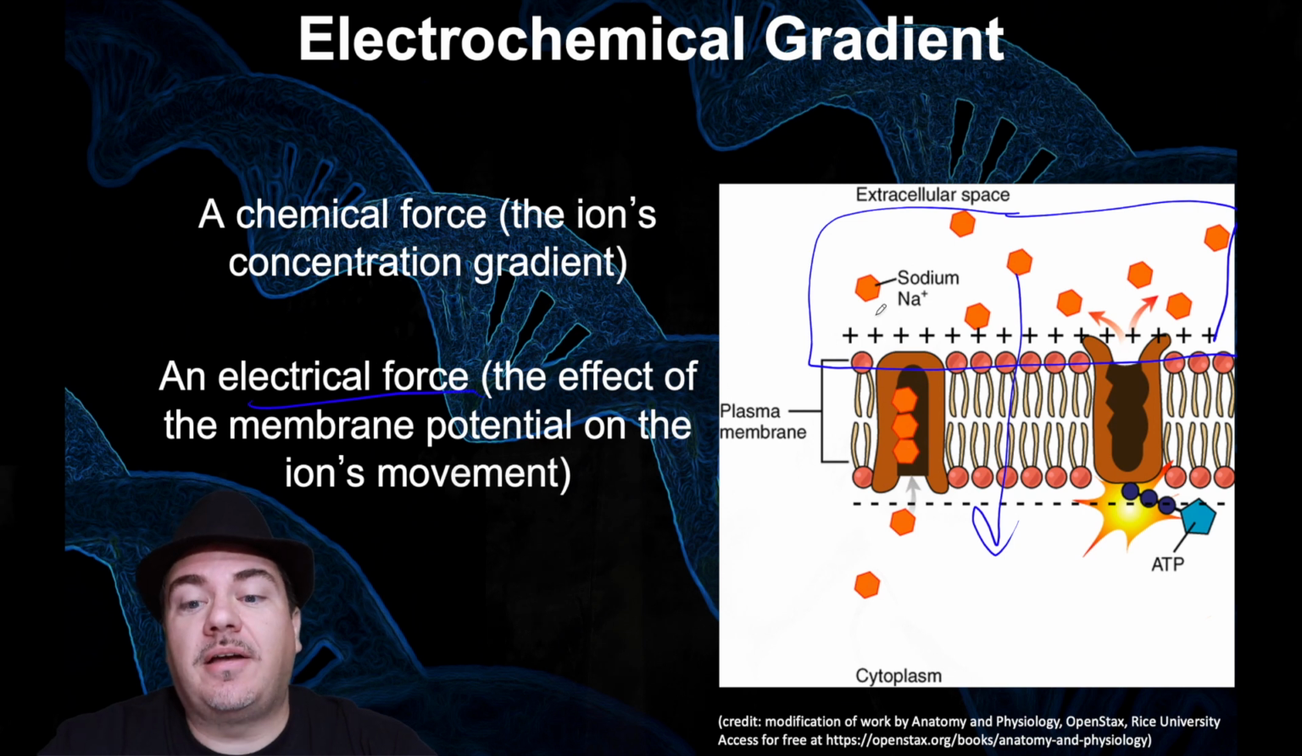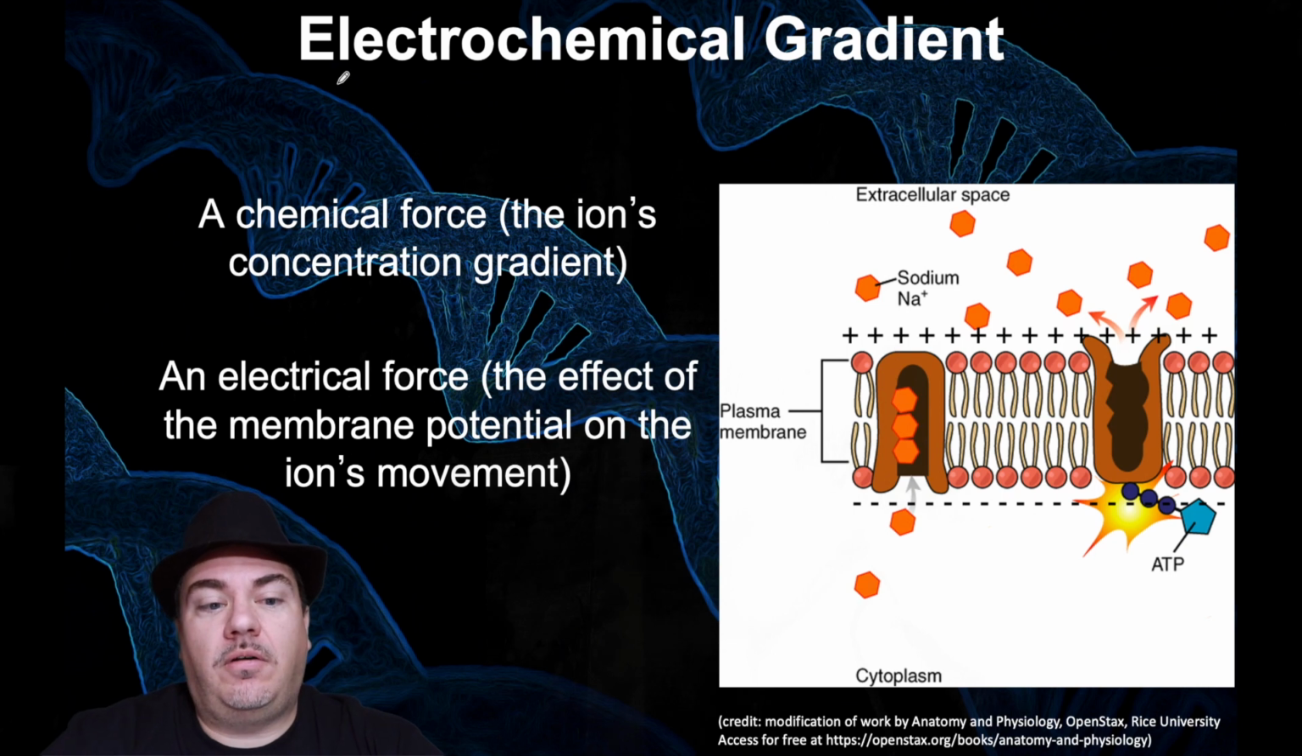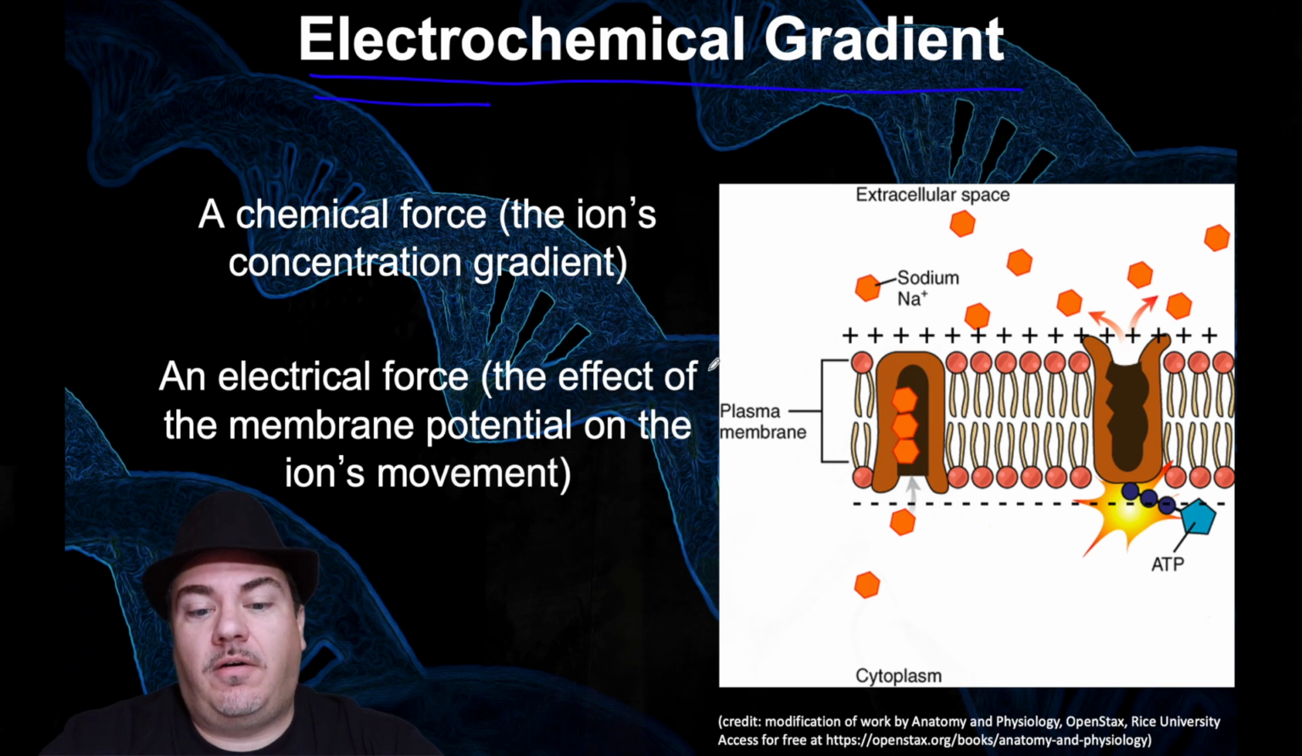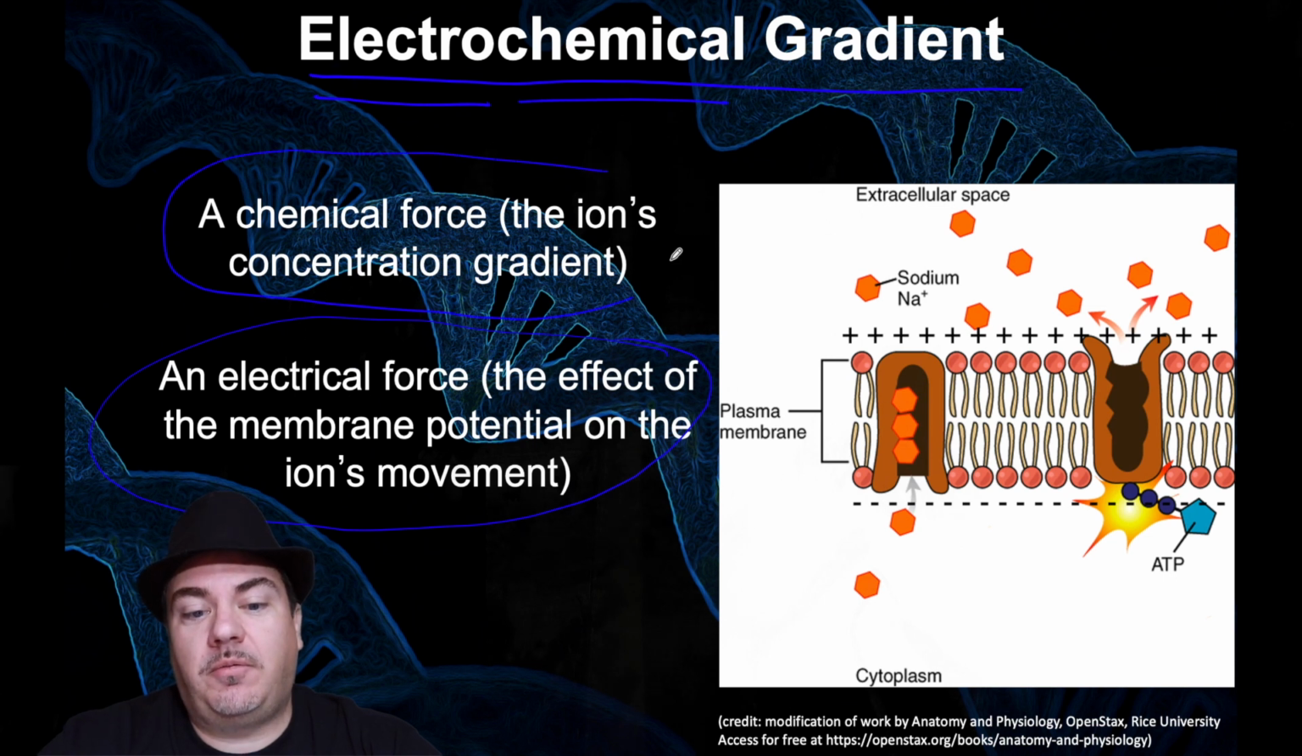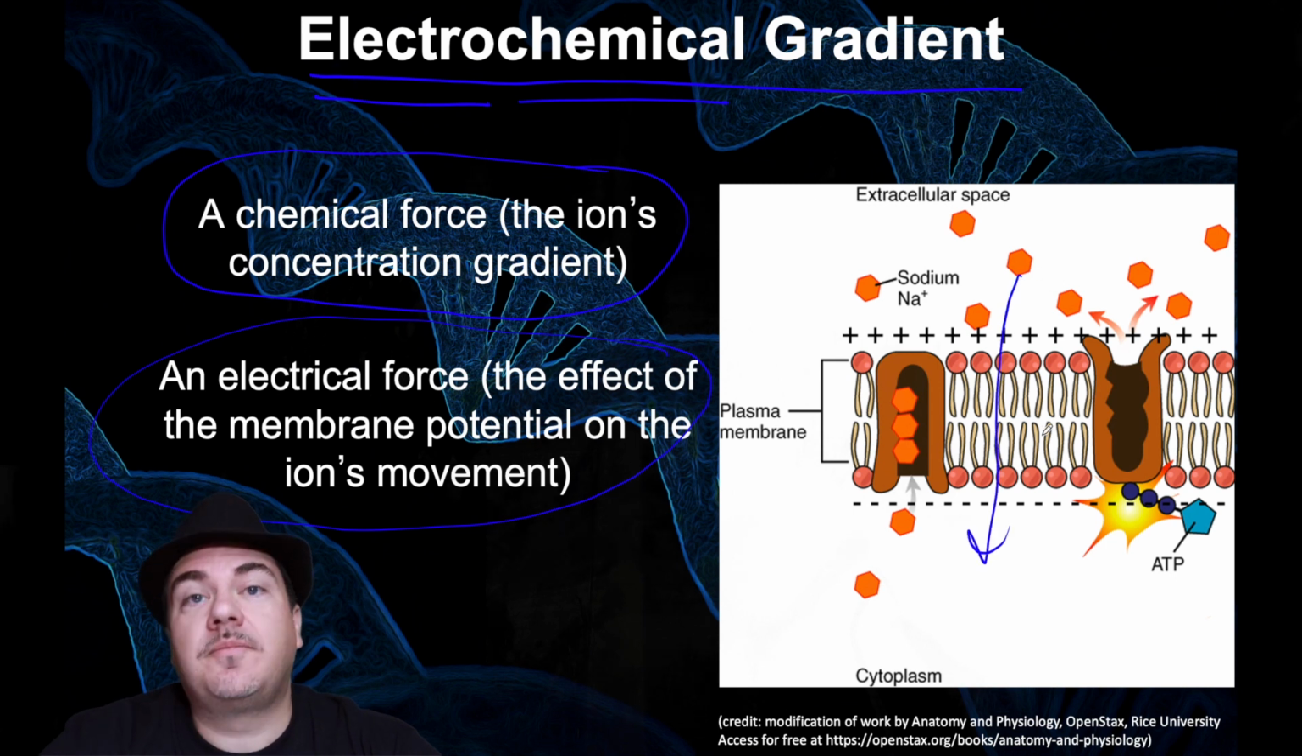There's too many positive charges near each other. So these two together are called the electrochemical gradient. There's an electrical force, all the positive charges being too close to each other, and a chemical force, a lot of something on one side of the membrane, not a lot on the other. So for those two reasons, these ions want to go from one side to the other.